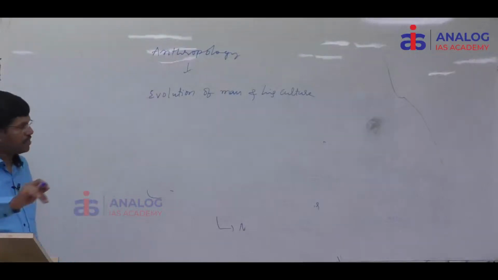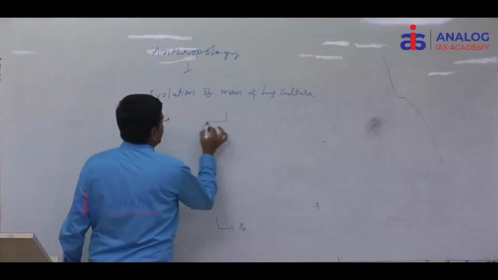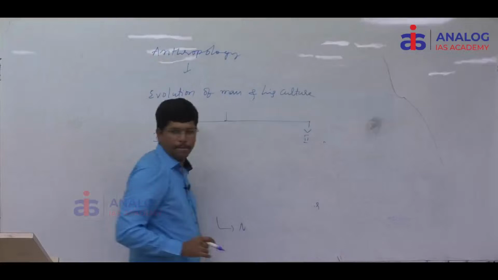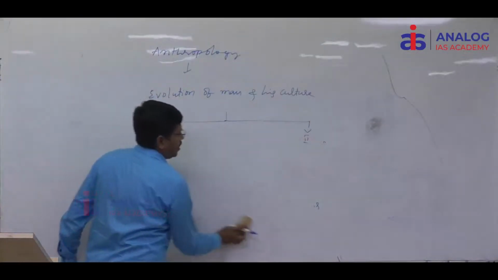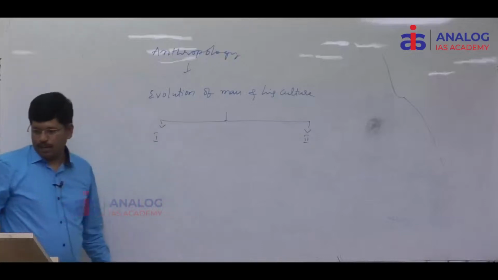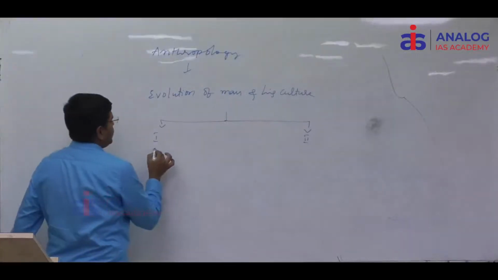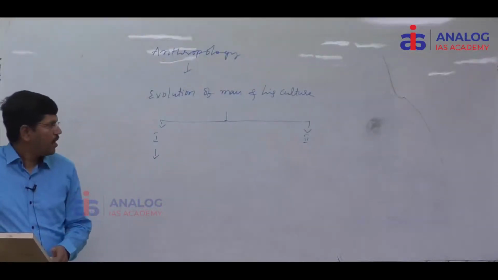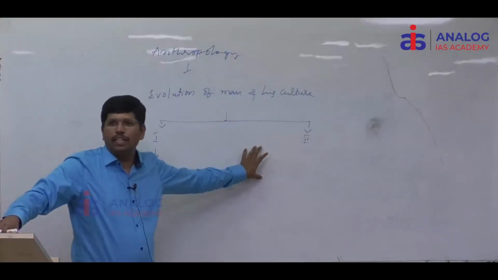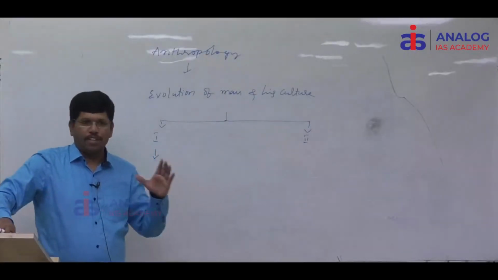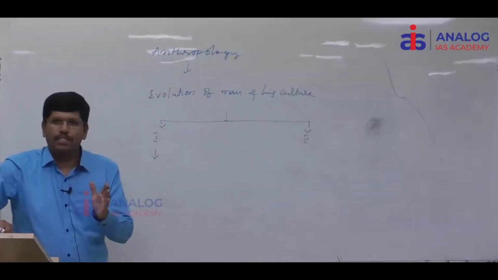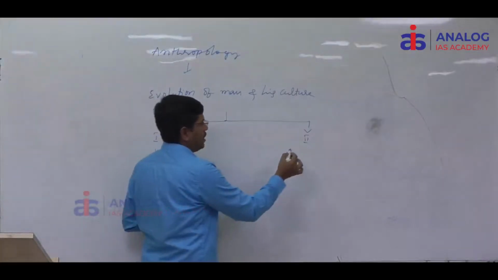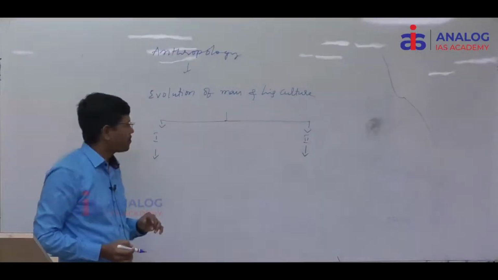Like other optionals, in our optional also there are two papers, paper 1 and paper 2. Paper 1 deals with anthropology in general. Paper 2 deals with anthropology in the Indian context. In many optionals, the first paper is in general, the second paper is in the context of India. Here also we will study anthropology in general in the first paper, and anthropology in the context of India in the second.